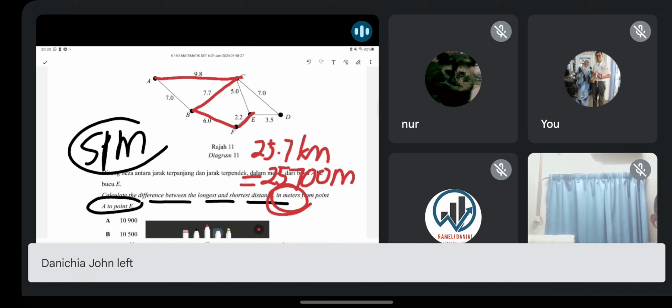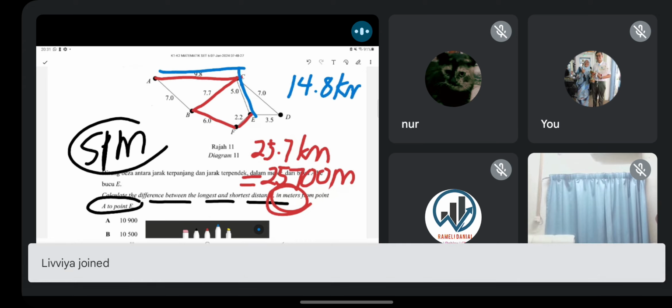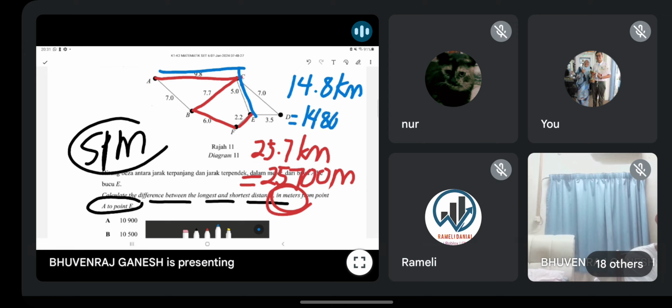So how about the shortest distance, guys? Siapa boleh bagi tahu? What is the route for the shortest distance? Jarak terpendek. This one should be quite easy. Yes, ACE, correct. So the blue one is your shortest distance. Very senang untuk tengok. Sorry, not this one. Wait, I drew it wrongly. Okay, direct to here. So your shortest distance is 14.8 km. In meters, if you convert, 14800 meter. Now they ask for the difference, perbezaan. So you take this one minus this one, you will get A as your answer.